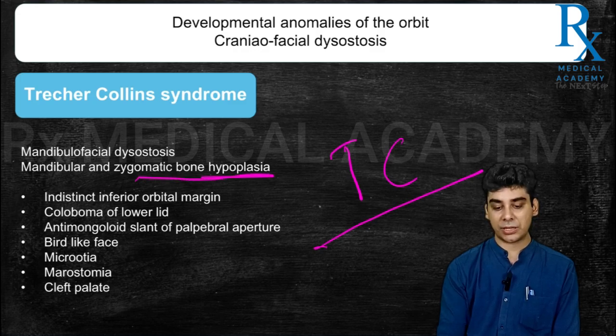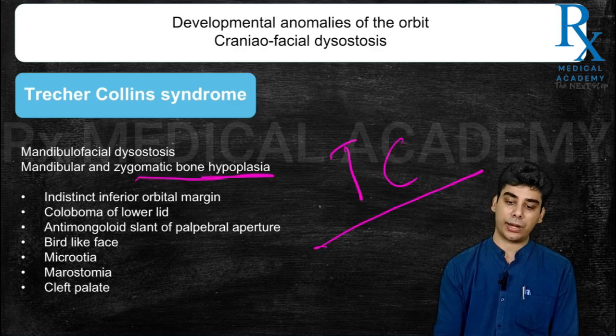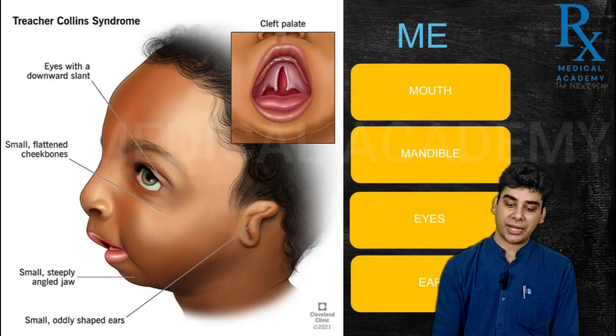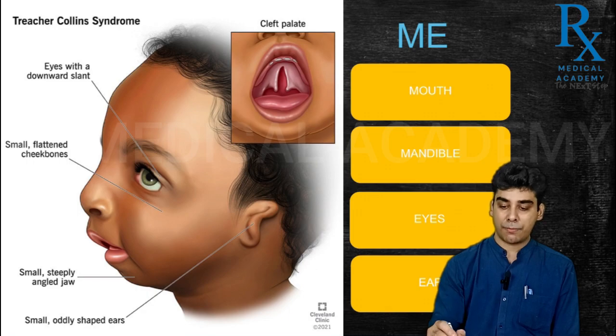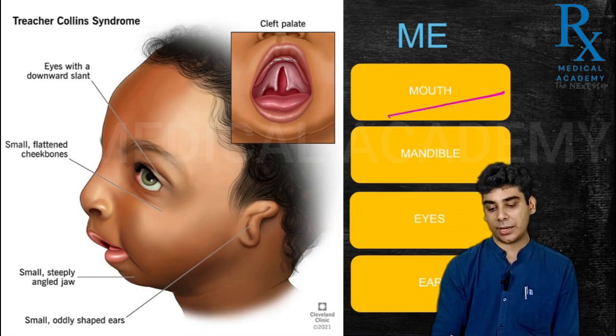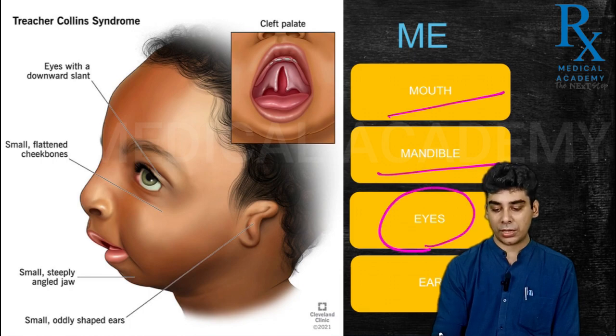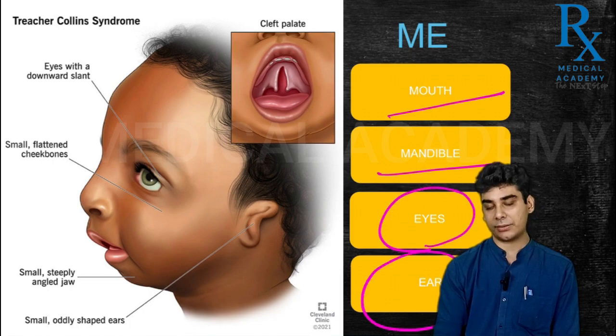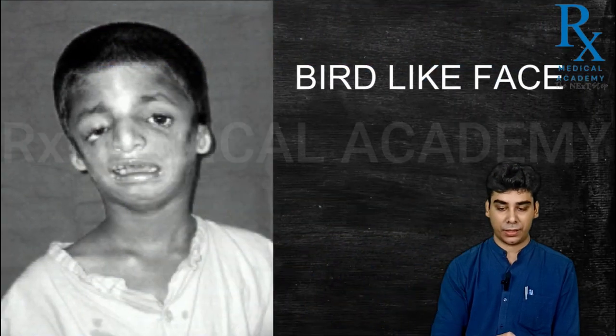So we have indistinct bone margins along with coloboma of the lower lid. Most importantly, patients of this type have a bird-like face. So इसमें हमारा माउथ में होता है माइक्रोगनाथिया, मैंडिबल हाइपोप्लेजिया, आई में डाउनवर्ड स्लोपिंग आईज और ईयर में माइक्रोओटिया. ये चार इसके सिम्टम कॉम्प्लेक्सेस हैं.